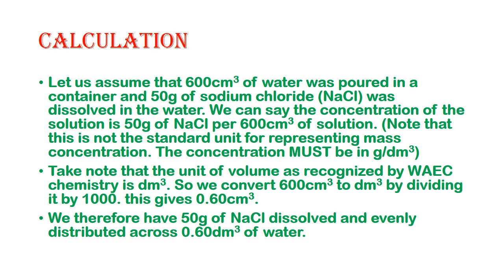Take note that the unit of volume as recognized by WAEC chemistry is dm cube. So we convert that 600 centimeter cube to dm cube by dividing it by 1000. When we do that, we'll get 0.60 dm cube. We therefore have 50 gram of NaCl dissolved and evenly distributed across the whole 0.60 dm cube of water.